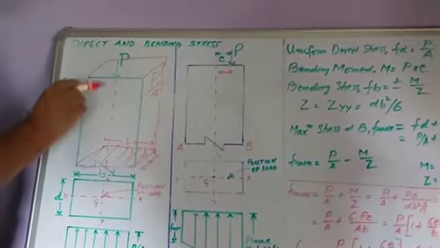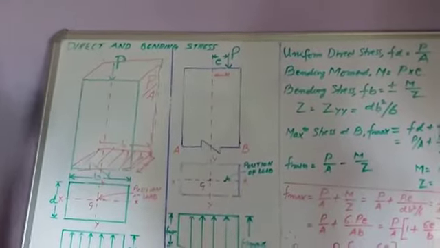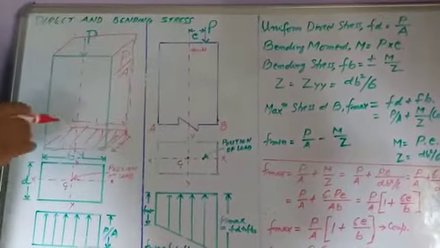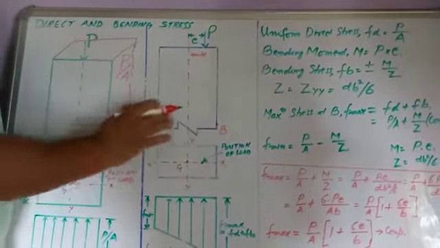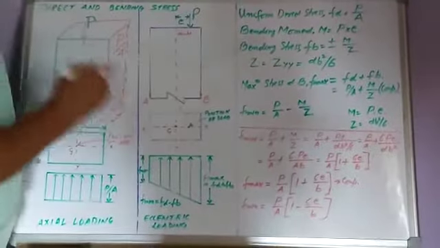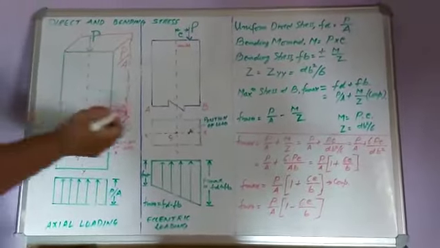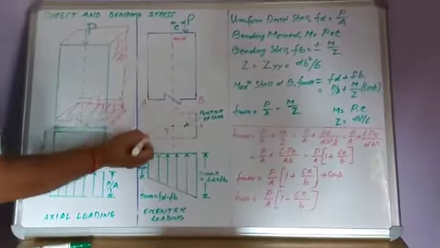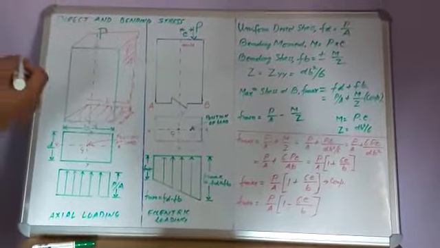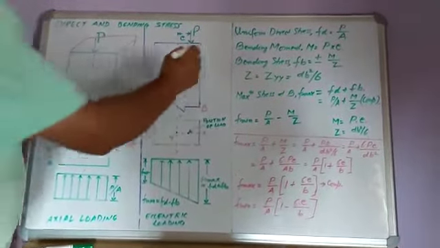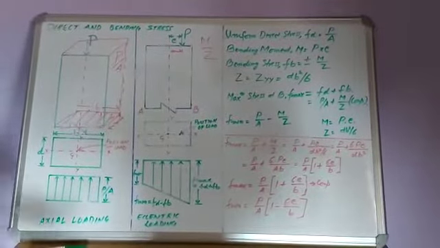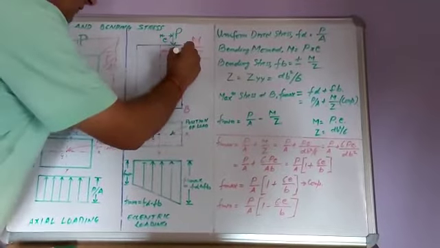In the earlier case, we have seen the column is subjected to only direct stress because there is an axial loading. But now since there is an eccentric loading, the column will be subjected to both direct stress as well as bending stress. The direct stress will be equal to the same value P by A, that is the load divided by the cross-sectional area, which is B into D. And what will be the bending stress? As you might have studied in the bending stress chapter, the bending stress will be equal to M by Z, and this could be either positive or negative.